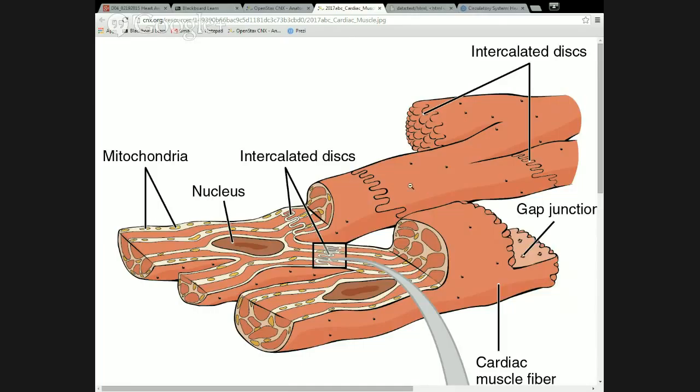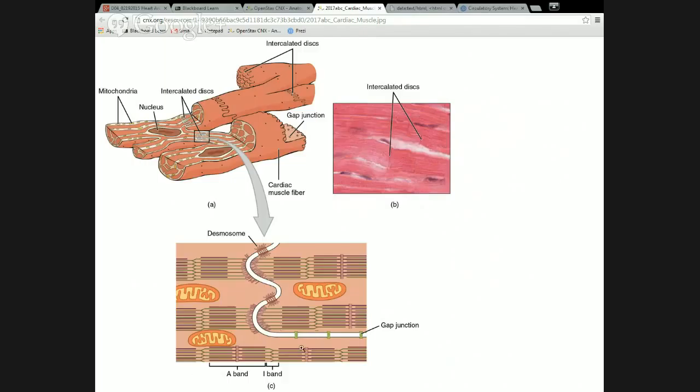And so just like depolarization spreads along the length of the one skeletal muscle fiber so that the whole thing contracts, depolarization will spread from one cell to the next, to the next, to the next, so that they all contract together. And that's happening because of the gap junctions here.